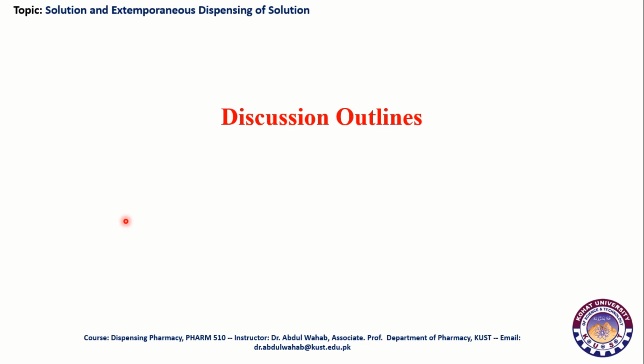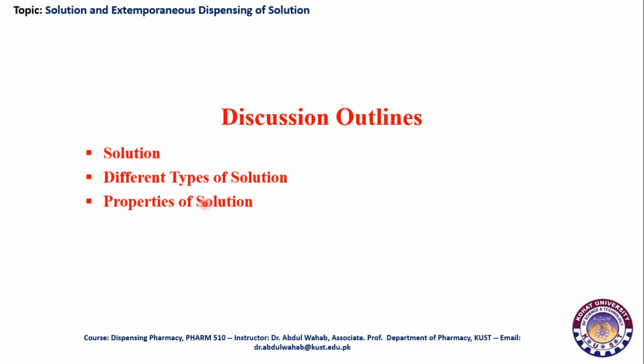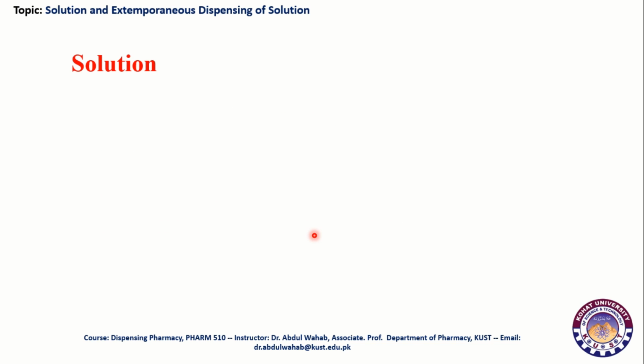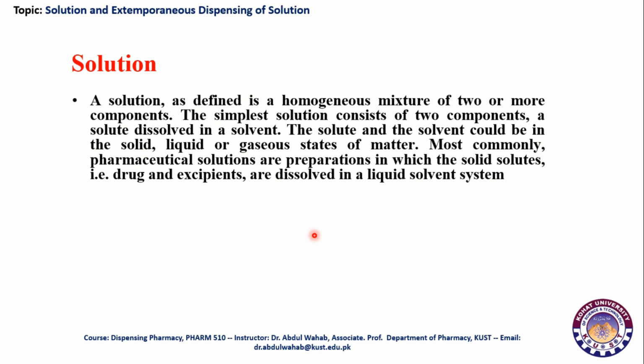As you can see in the discussion outlines, first of all we will discuss the solution, then the different types of solution, properties of solution, and extemporaneous dispensing of the solution. So first of all, what is a solution? A solution, as defined, is a homogeneous mixture of two or more components.